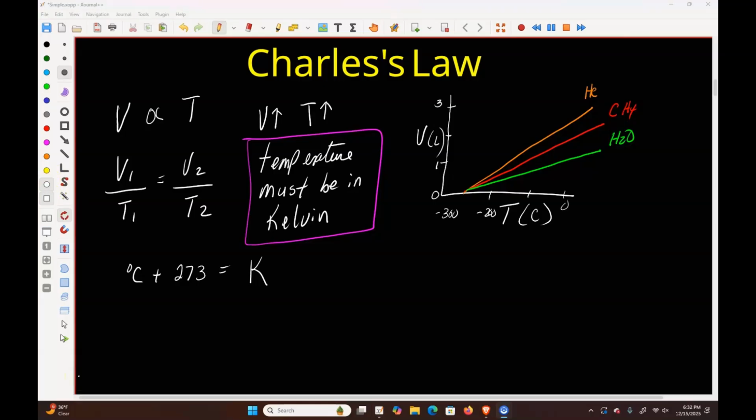If I were to extrapolate these until the volume is equal to 0, notice that all of these are meeting at a certain place. This is at negative 273.15 degrees Celsius. This is called absolute zero.